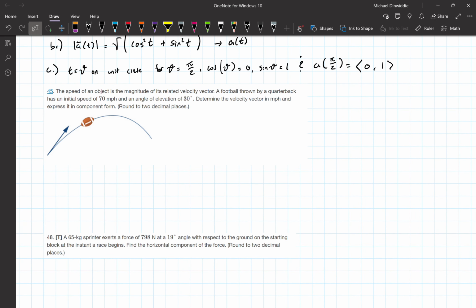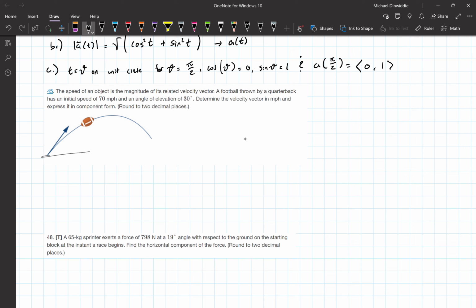So 45, that's the problem number here. Check this in the textbook if you want to do these as well with me. I'll give you 5 seconds. 1, 2, 3, 4, 5. And let's get into it. The speed of an object is the magnitude of its related velocity vector. A football is thrown by a quarterback that has an initial speed of 70 miles an hour and an angle of elevation of 30 degrees.